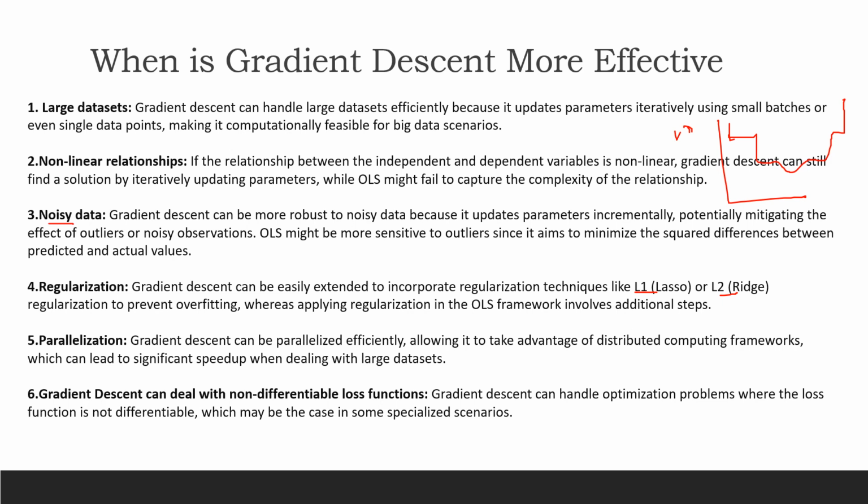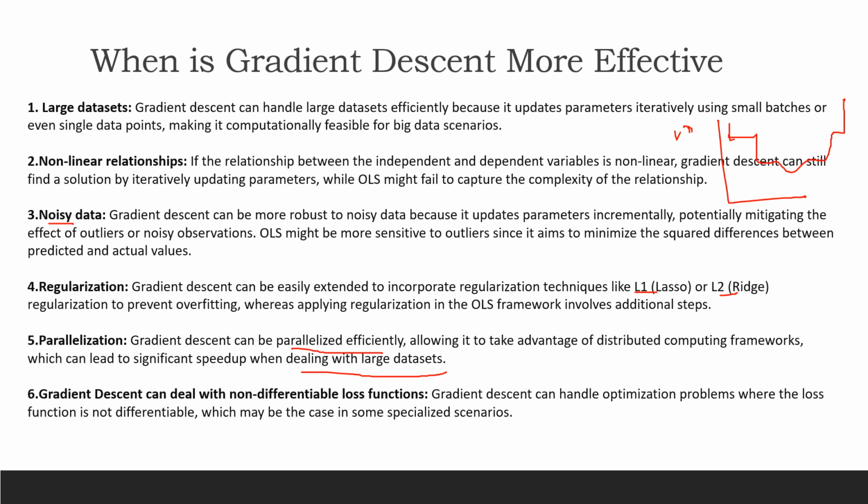Again, gradient descent can be parallelized efficiently, allowing it to take advantage of distributed computing networks, which can lead to significant speedup when dealing with large data sets. Parallelization means it can work simultaneously on a number of dimensions, and it can help us reach the most optimum values of parameters.